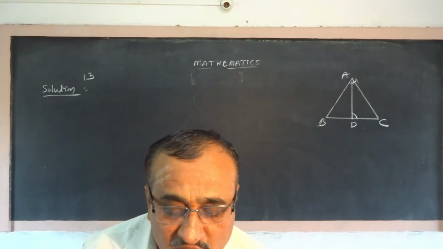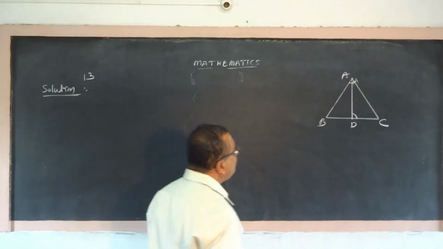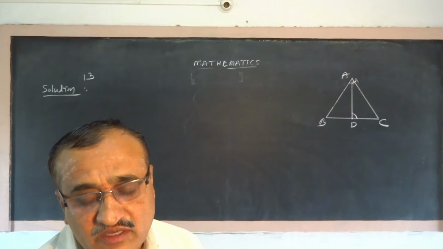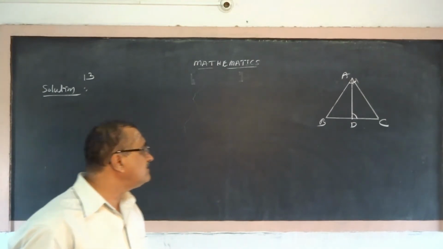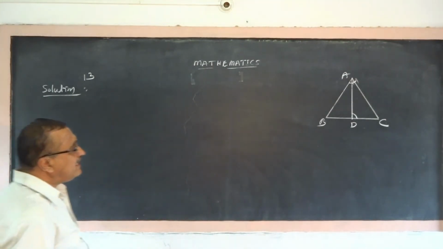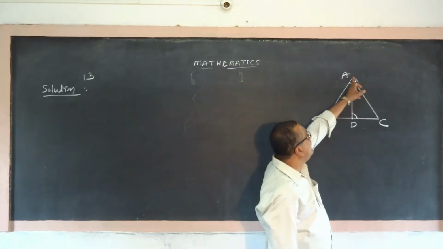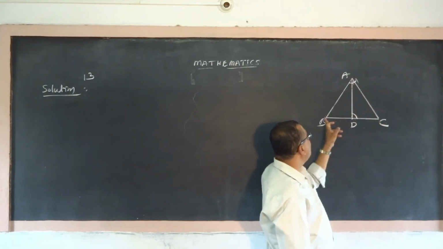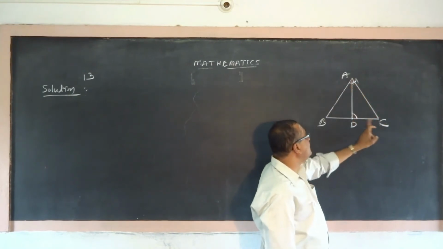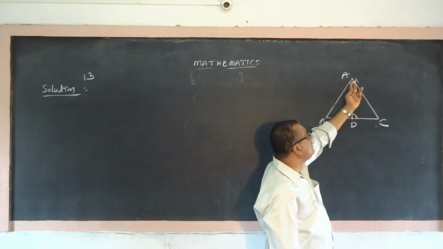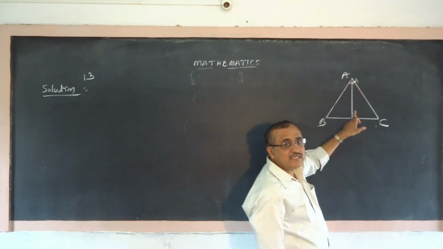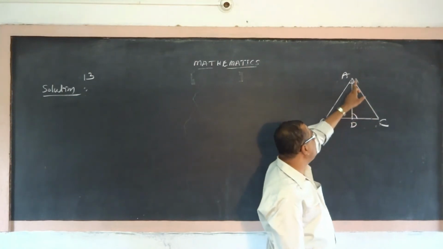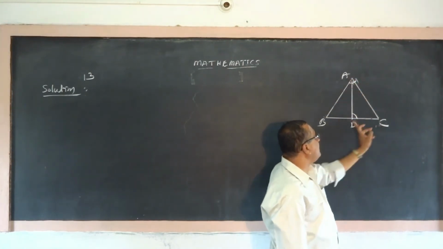So we have to show that AC squared equals CB into CD. How to show this? Now take triangles ABC and ADC. You see? Because angle A is known to us. So angle D we know. Angle C is common. Therefore consider triangle ABC and triangle ADC.